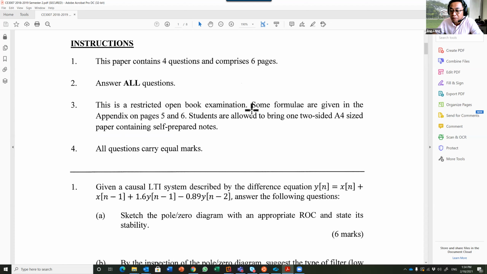Now, we'll do this question. Question 1 is 25 marks and question 2 is also 25 marks. You should be able to do it within half an hour. Okay, so this is what we are going to do.